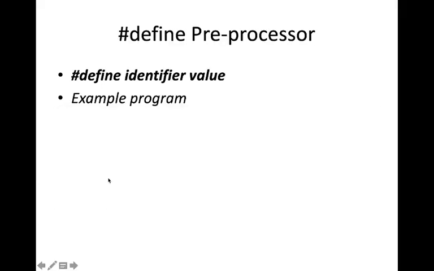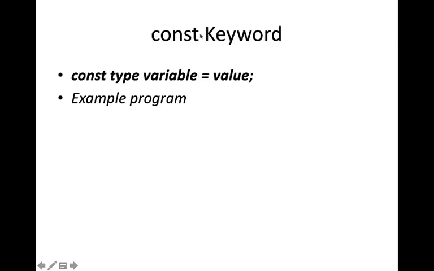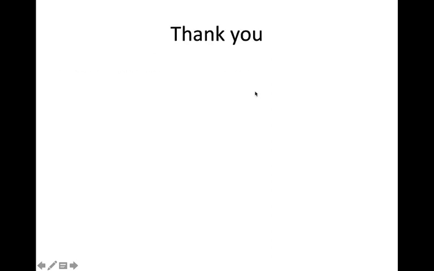So you can either use hash define, and you have to use an identifier, a variable name for that, and you have to define a value. But when you use the const keyword, it should be like this: const, then you specify the type, and then the identifier name should be given, equal to some value assigned. Okay, that's all about constants and literals. Thank you.